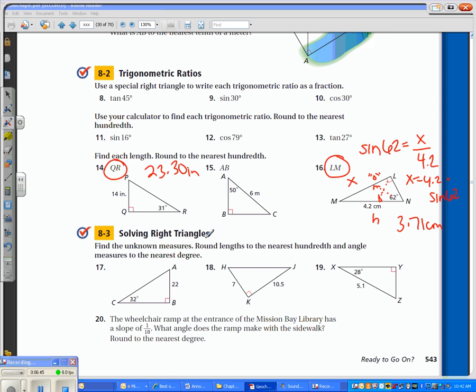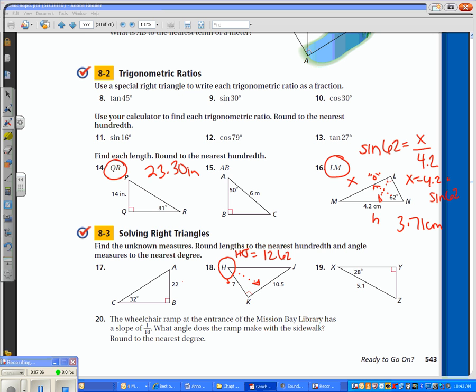Okay, number 18, most people did a great job here. You could use Pythagorean theorem if you want, and you got that HJ equals about 12.62. To find the angles, and again, I was really impressed. Most people did really well. If you wanted to find out what angle H is, well, we have the opposite and we have the adjacent. We don't know anything about the hypotenuse yet.